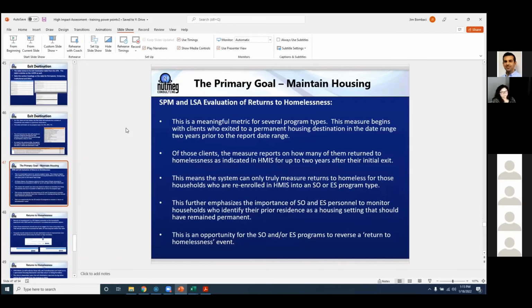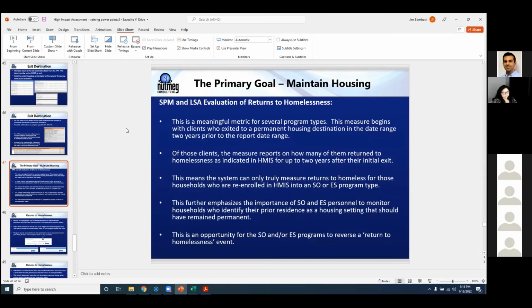Okay, so the primary goal obviously is maintaining housing. SPM and LSA evaluations of returns to homelessness. This is meaningful, obviously, because it'll capture clients who may have had favorable exits, but then somewhere in the last 2 years ended up back in street outreach or emergency shelter. So that's what this report is going to do. Your SPM report is going to look at this. LSA is going to look at it. So of those clients, the measure report, how many of them returned to a homeless setting within that 2-year period.